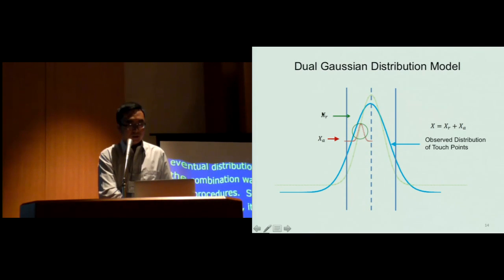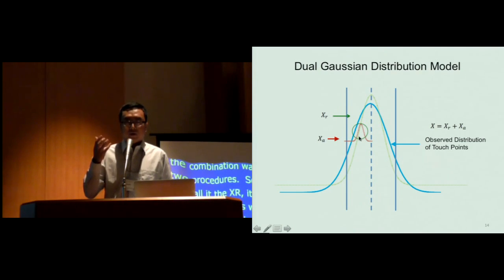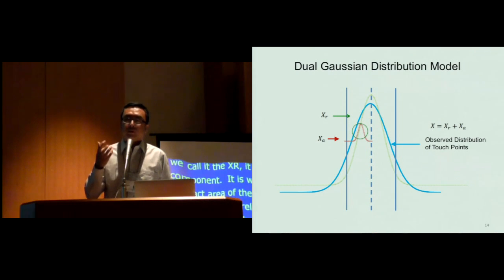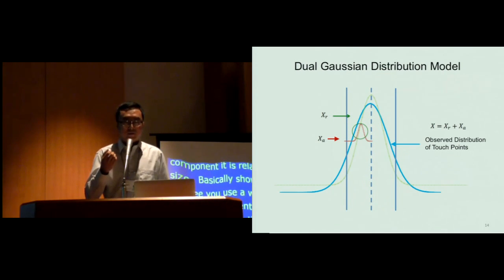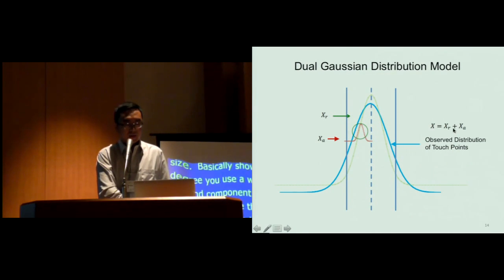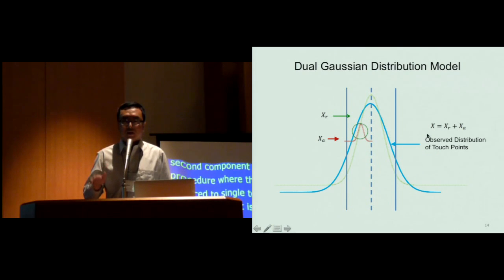And the second component here, we call it XA. It's a procedure where the contact area is reduced to a single touch point. And this procedure is independent of the target width. We call it the absolute component. It basically reflects the inherent ambiguity of finger touch. And based on these assumptions and principles, the final distribution of touch points is the sum of these two Gaussian distributions.